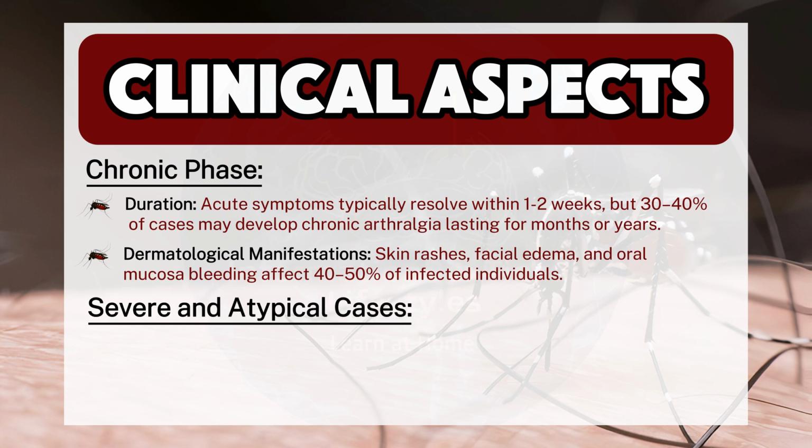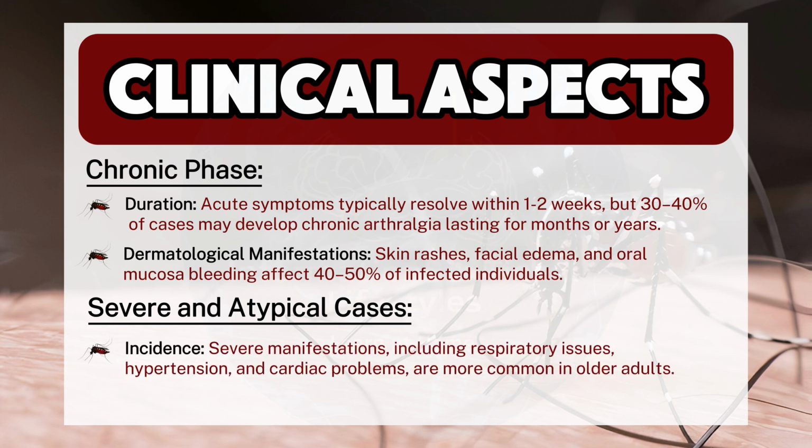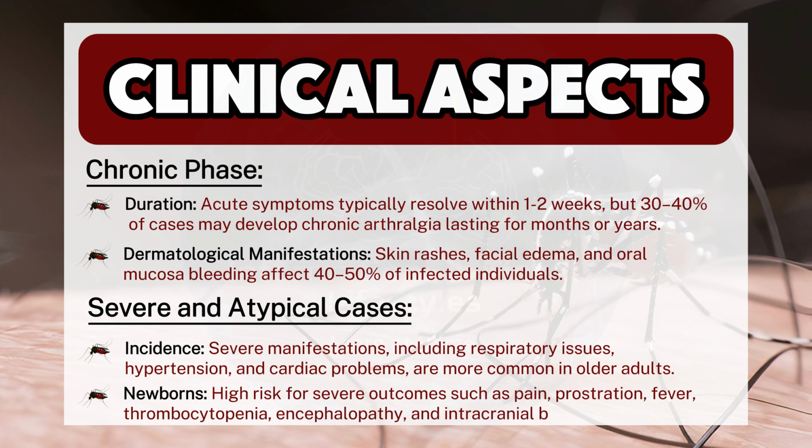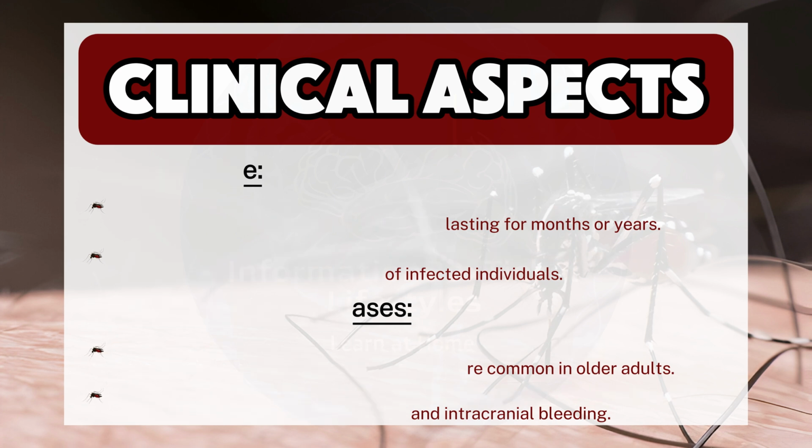Severe and atypical cases. Incidence. Severe manifestations, including respiratory issues, hypertension, and cardiac problems, are more common in older adults. Newborns. High risk for severe outcomes such as pain, prostration, fever, thrombocytopenia, encephalopathy, and intracranial bleeding.